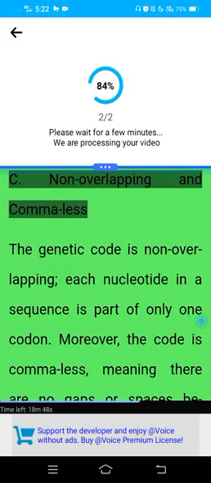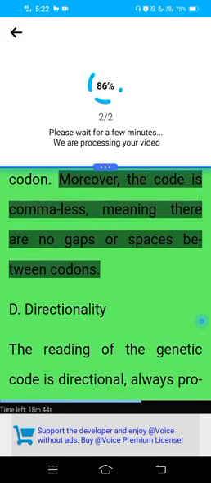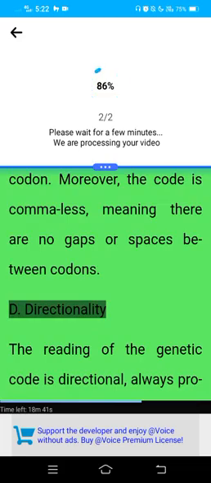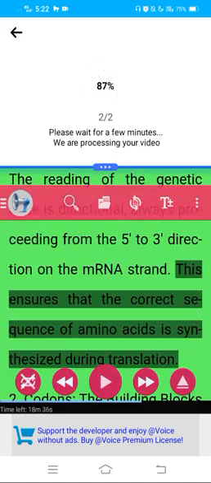C. Non-overlapping and comma-less. The genetic code is non-overlapping. Each nucleotide in a sequence is part of only one codon. Moreover, the code is comma-less, meaning there are no gaps or spaces between codons. D. Directionality. The reading of the genetic code is directional, always proceeding from the 5' to 3' direction on the mRNA strand.